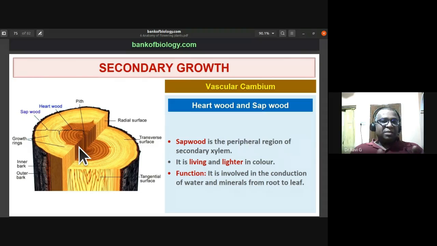So remember about heartwood and sapwood. You should also take up the assignment on the differences between heartwood and sapwood. Make two columns. Even during examination, when they ask you regarding the differences, you should make two columns and write the relevant opposing points on either side. Don't write it in sentence form. Always go for column form.